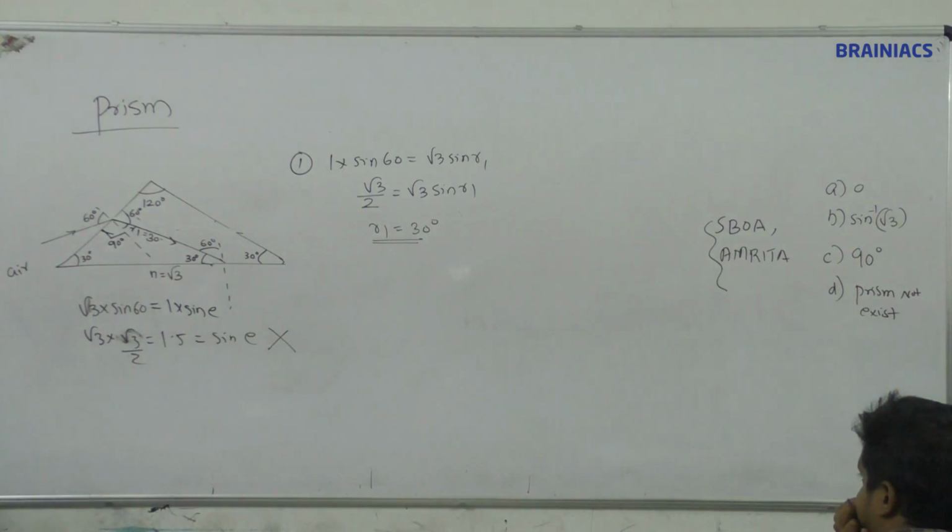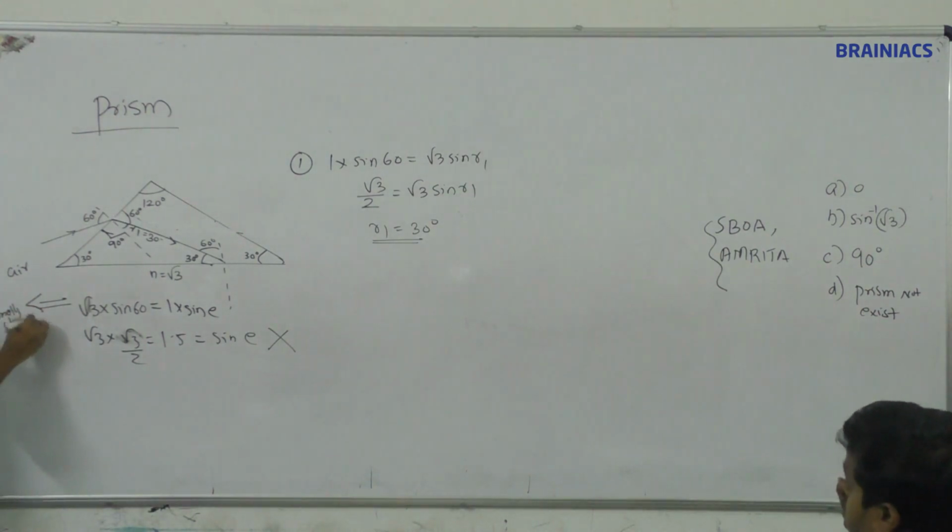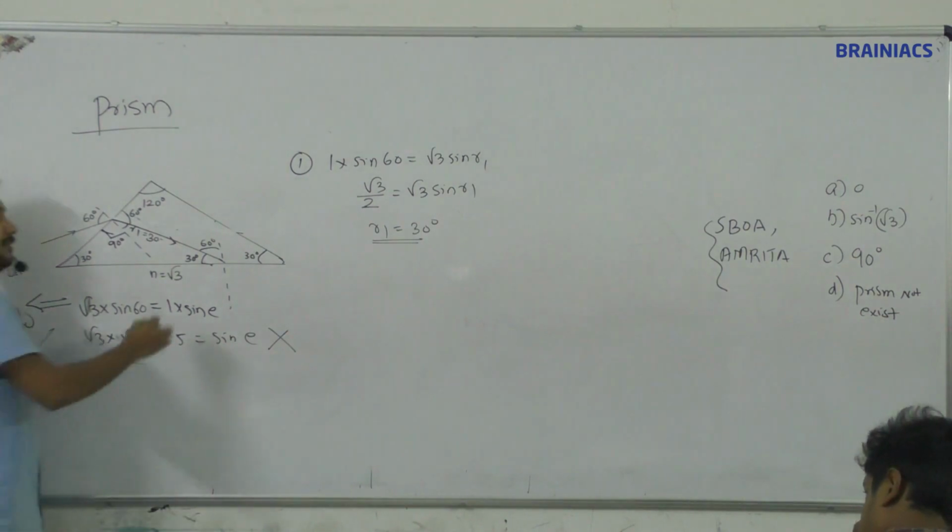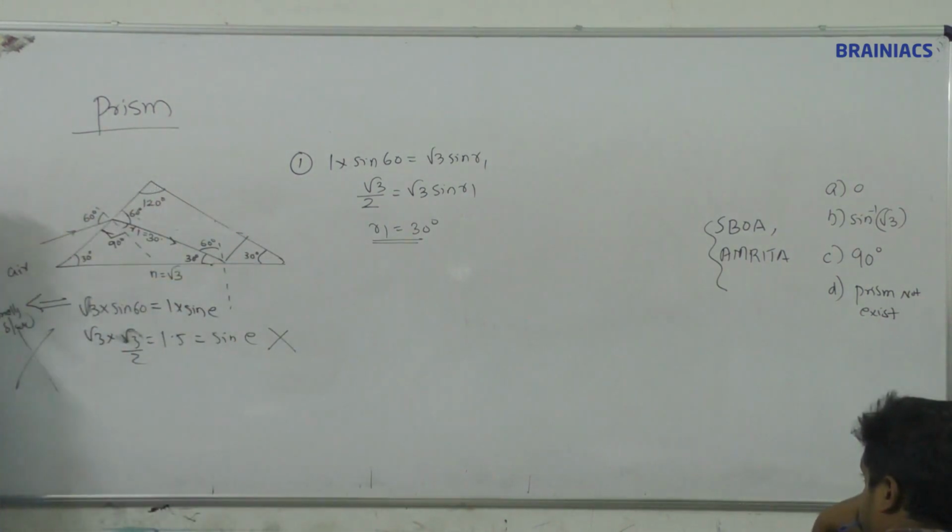So what is happening? I applied Snell's law, and this is saying Snell's law is not possible. Snell's law not possible means refraction is not possible. So what will happen? Reflection will happen. Ray will get reflected.